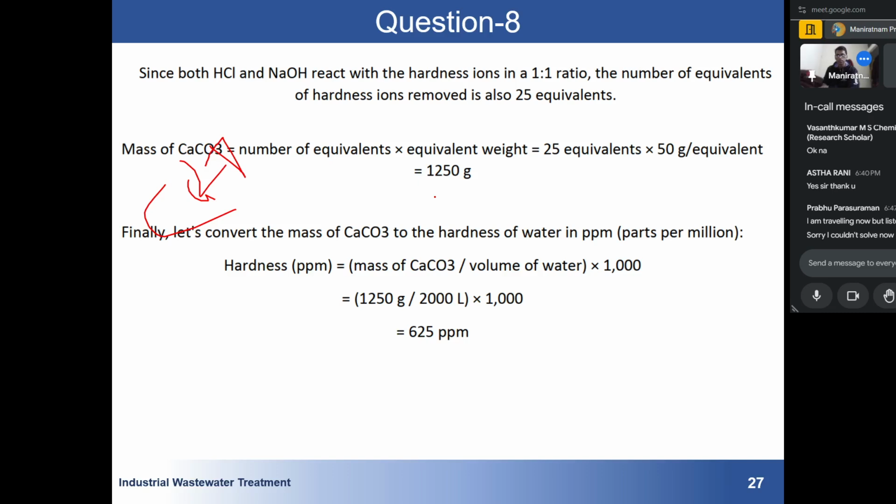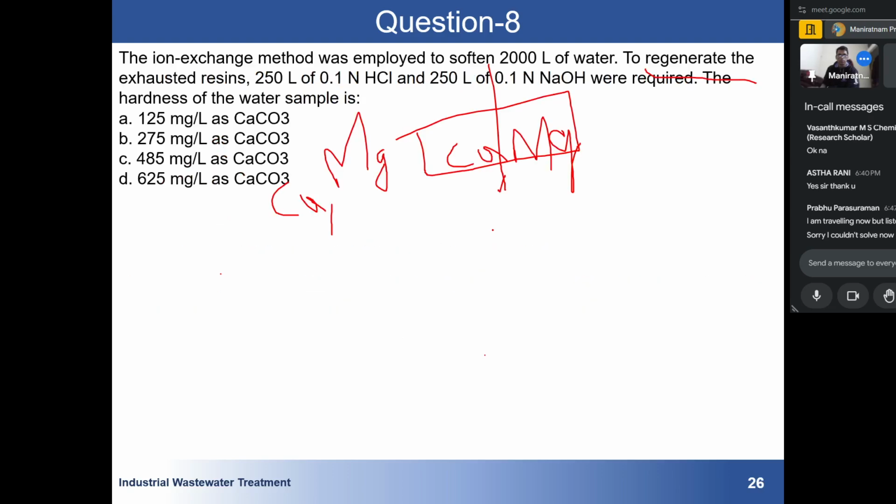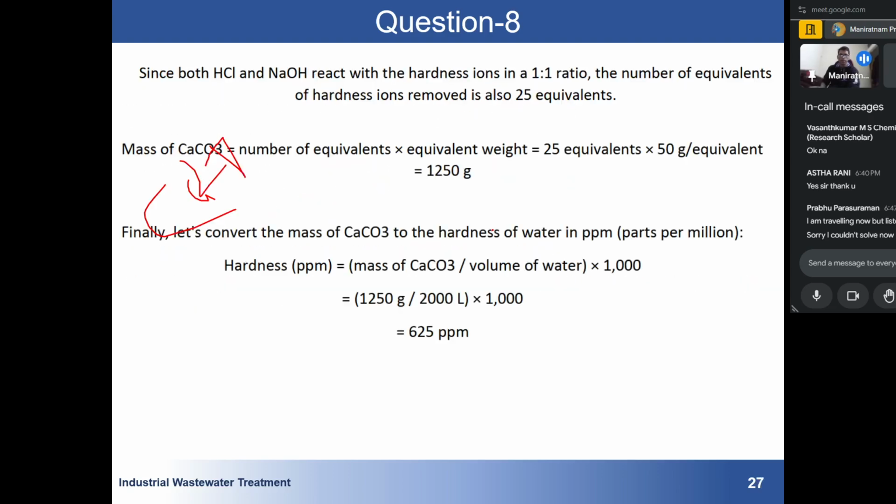Finally we have to convert this mass of CaCO3 into hardness as parts per million, or ppm, or we can say milligram per liter also. Hardness will be mass of CaCO3 divided by volume of water, multiplied by the conversion factor to ppm. We know the mass is 1250 gram, and the volume of the water is given as 200 liter. Then the final hardness will be 625 ppm.